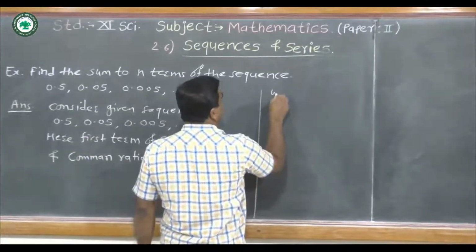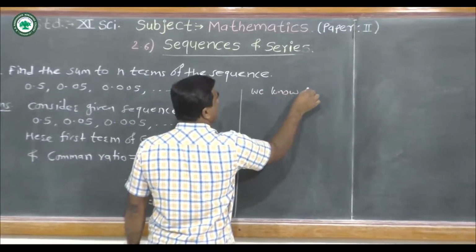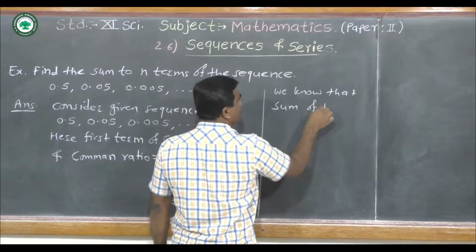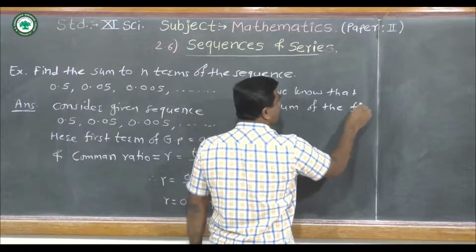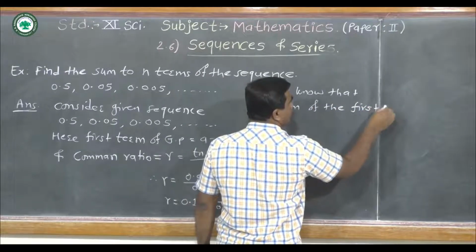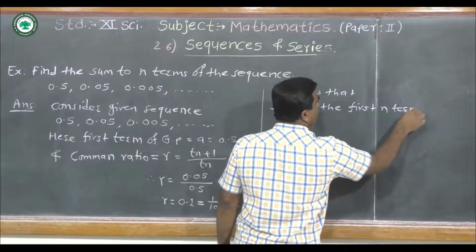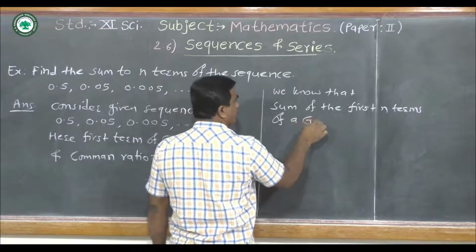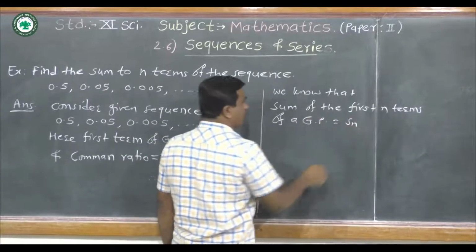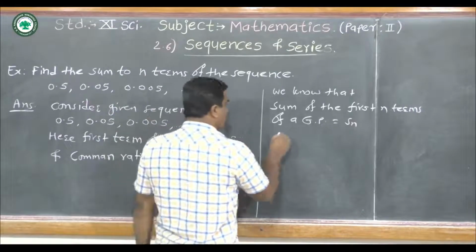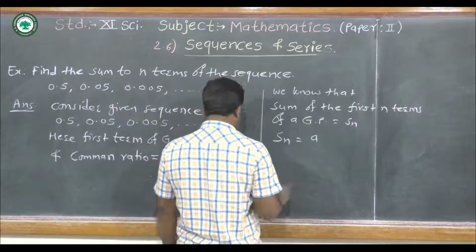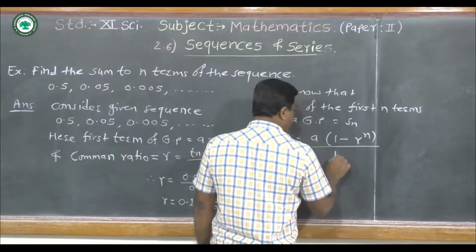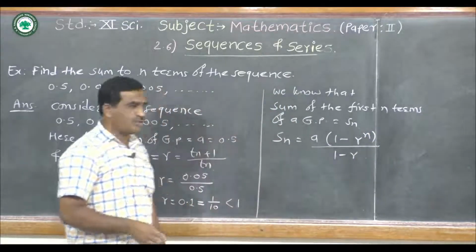We know that the sum of the first n terms of a GP is equal to Sn, and we know that Sn is equal to A into, in bracket, 1 minus R raised to n upon 1 minus R. We use this formula here.